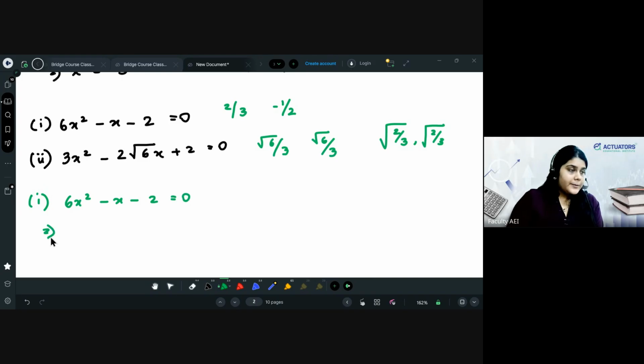What is the midterm split? Product needs to be minus 12 and sum needs to be minus 1. So for the product minus 12, we can have 4 and 3. And we need the sum to be minus 1. So minus 4 plus 3.